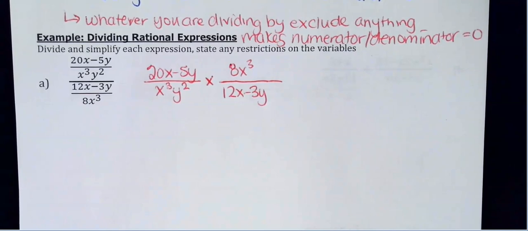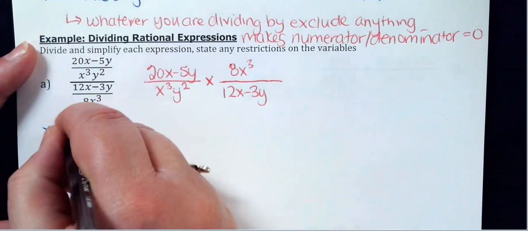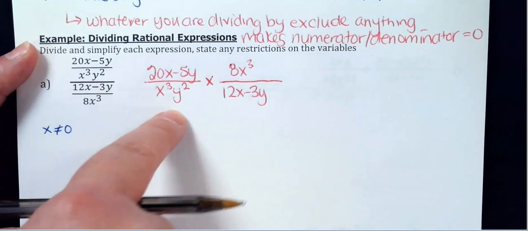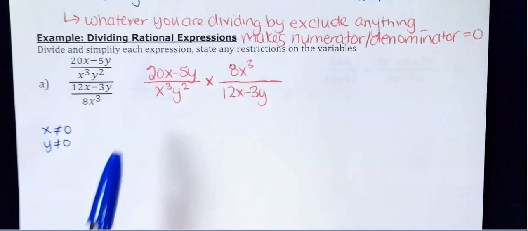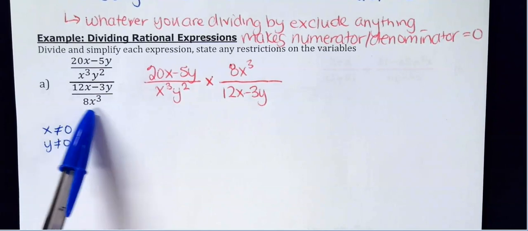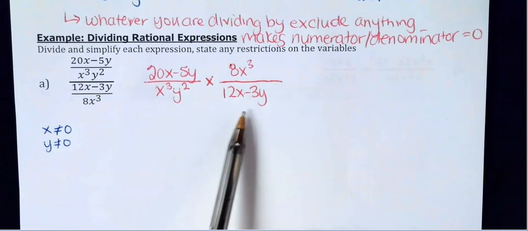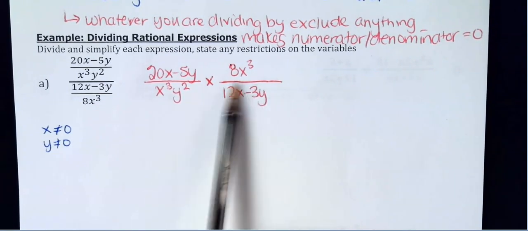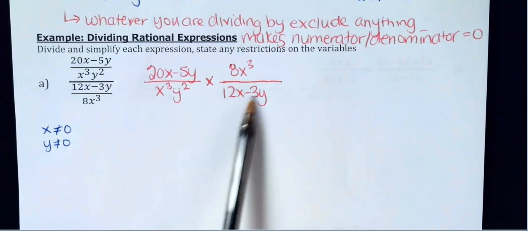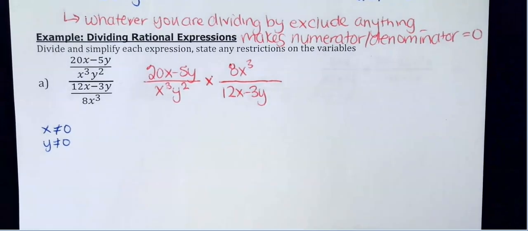Okay, now at this moment, let me just write my restrictions to the side. In the original problem, if x was 0, that would be a problem for this top fraction. Also, if y was 0, that would be a problem. And then before I flipped it over, I had 8x cubed. So again, x would be 0, but we've already taken care of that. Now, when I flip this over, I'm going to factor this a little bit, so just wait for that last restriction. The only other thing that could make my denominator 0 is this 12x minus 3y, but we're going to factor it a little bit before we answer that.